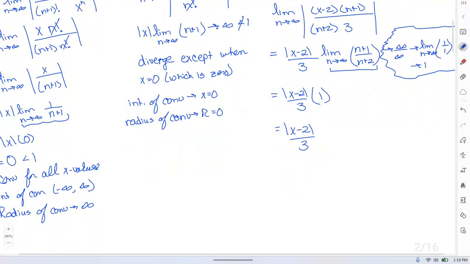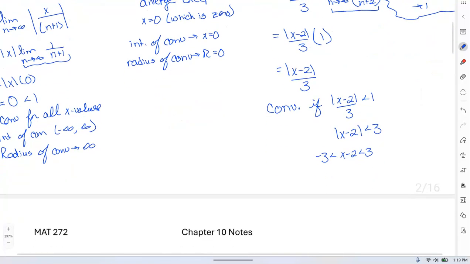We get the absolute value of x minus 2 over 3. Now, because we're using the ratio test, we know this thing is going to converge if the absolute value of x minus 2 over 3 is less than 1. So to figure out the interval of convergence, we want to get x by itself. I'm going to multiply both sides by 3. So the absolute value of x minus 2 is less than 3. I can rewrite that as negative 3 is less than x minus 2 is less than 3. And then we've got this inequality to solve. We're going to add 2 everywhere, middle and outsides. So I'm going to get negative 1 is less than x is less than 5.